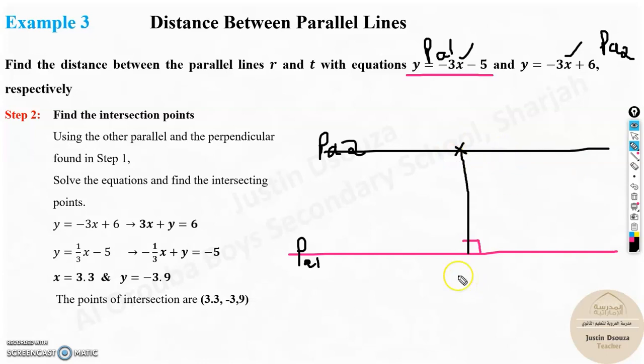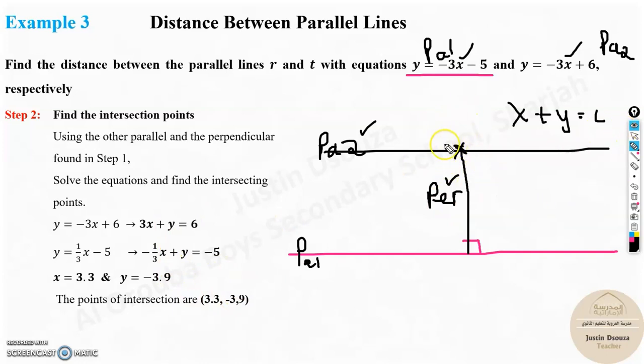Because the distance between parallel lines is the perpendicular from any one of the parallel lines to a point of another line, okay? So now how do we find this point? We equate the equations of this PA2 and the perpendicular line PER. Okay, so that is what we have done. We are done equating these both. So make it in terms of x plus y equals c. Over here also x plus y equals c for the perpendicular line. And when we solve, we get the intersecting point.